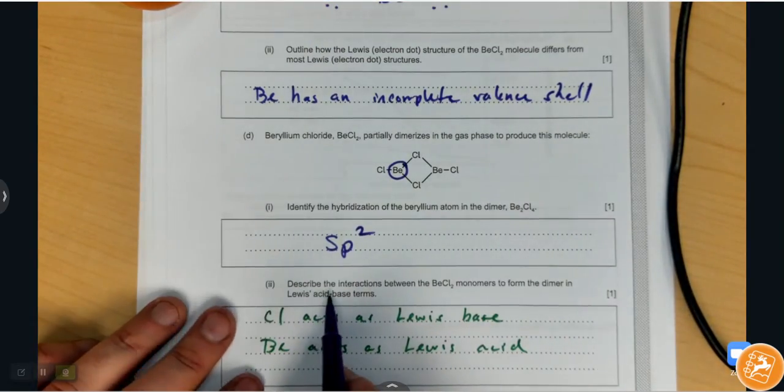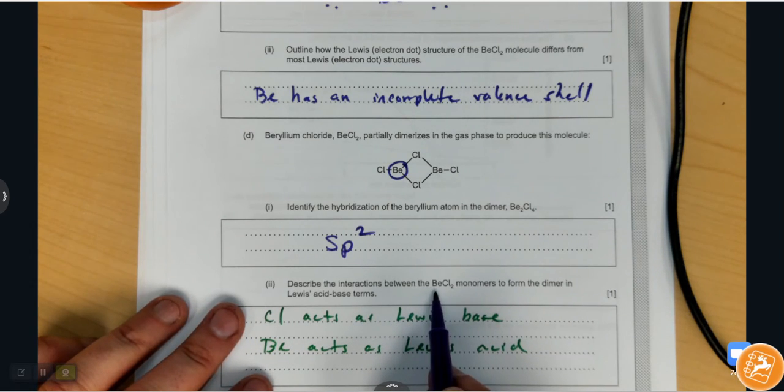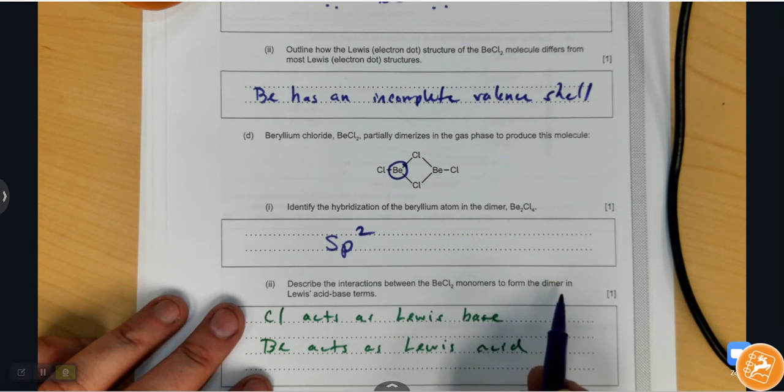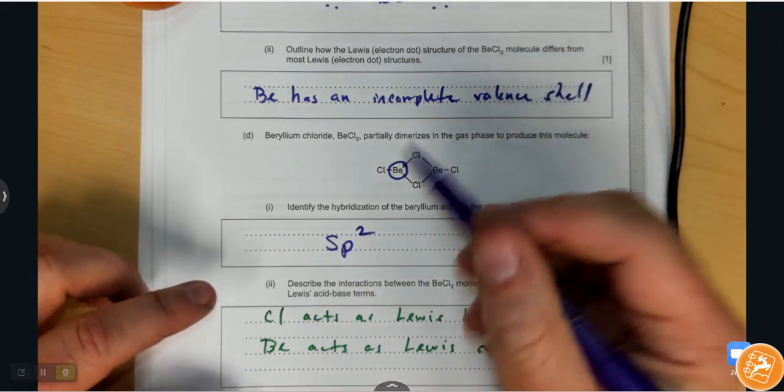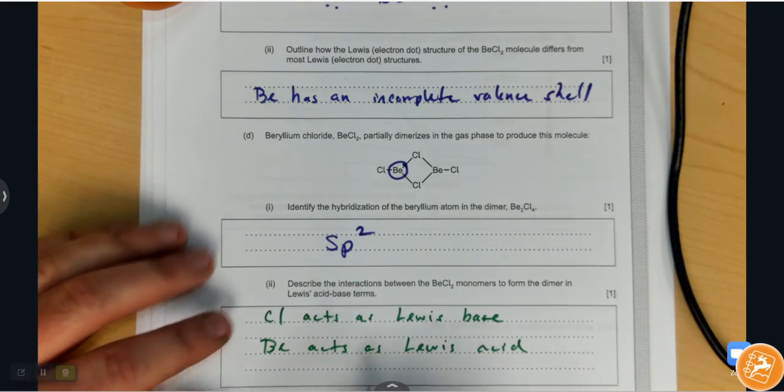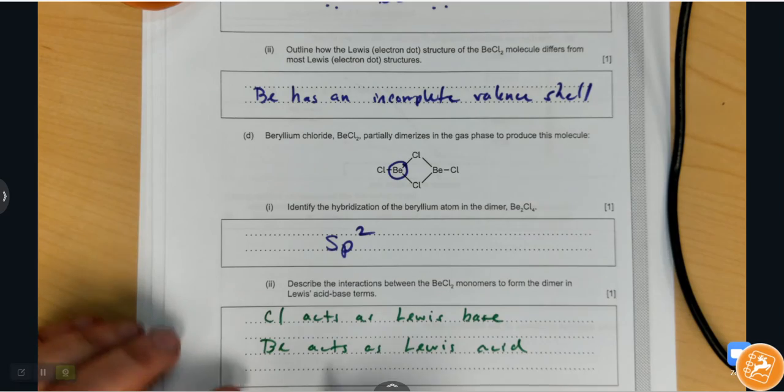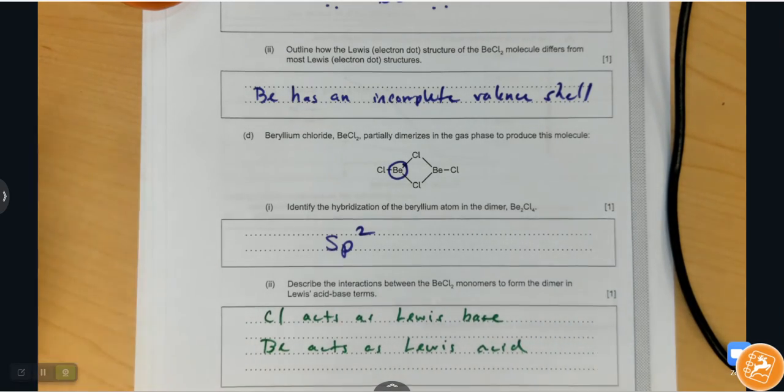All right, so to describe the interactions between the BeCl2 monomers to form the dimer. So again, if something donates a pair of electrons, it's a Lewis base. If it gains, it acts as a Lewis acid. So chlorine is the Lewis base, beryllium is the Lewis acid.